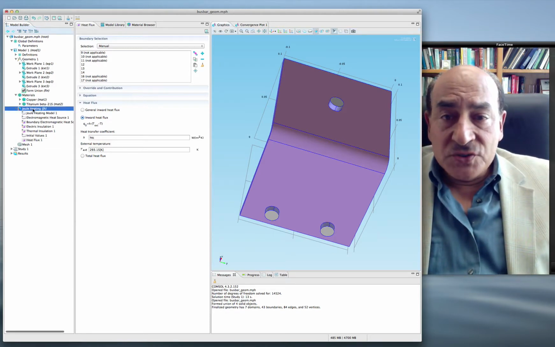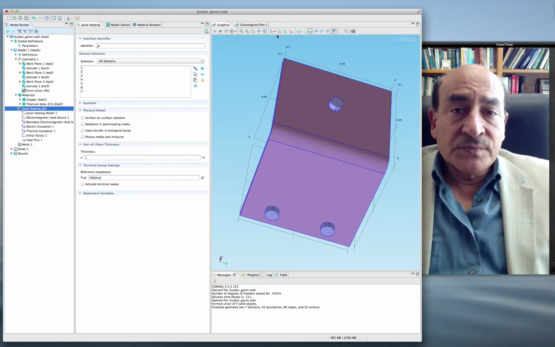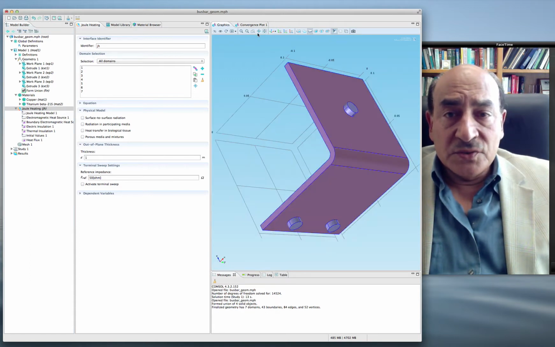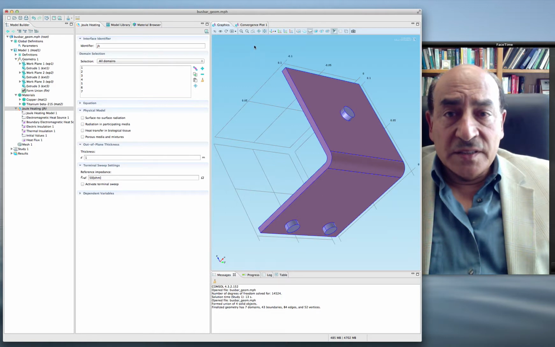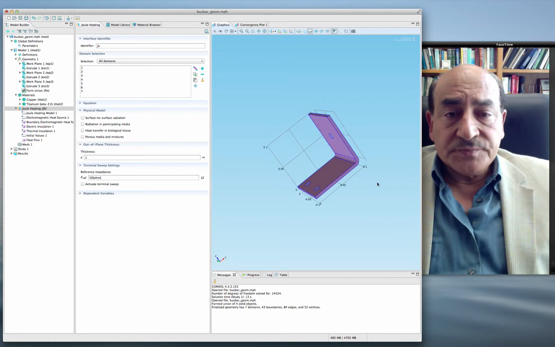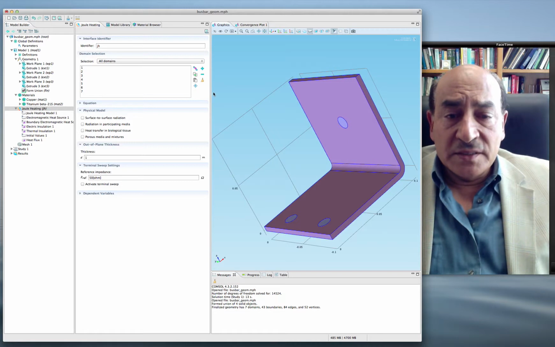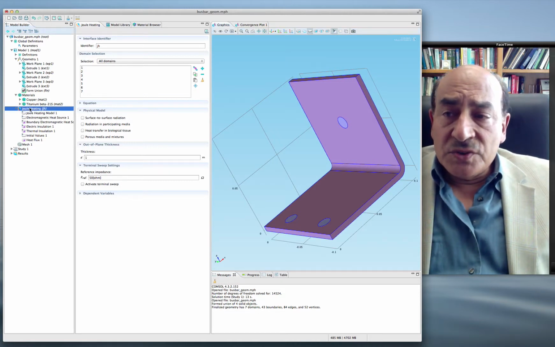So I have to go back to Joule heating and define the boundary conditions for the electromagnetic problem, which is the voltage. Let me just see if I can have this figure within our range here. Just reduce the size a little bit so we can see it. Yeah, so we are back in to look at the model, and then we go to Joule heating.